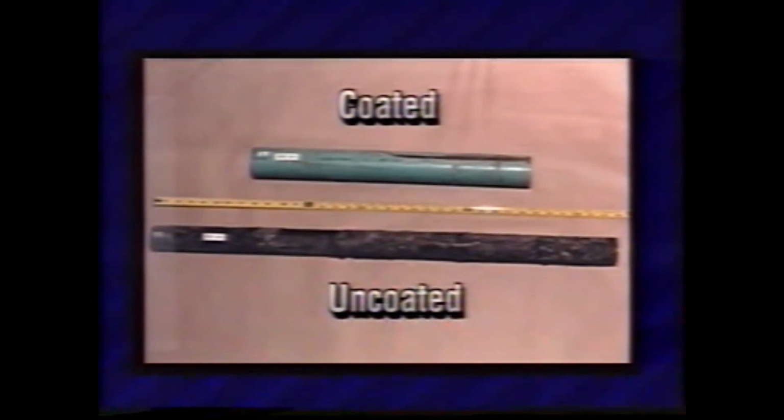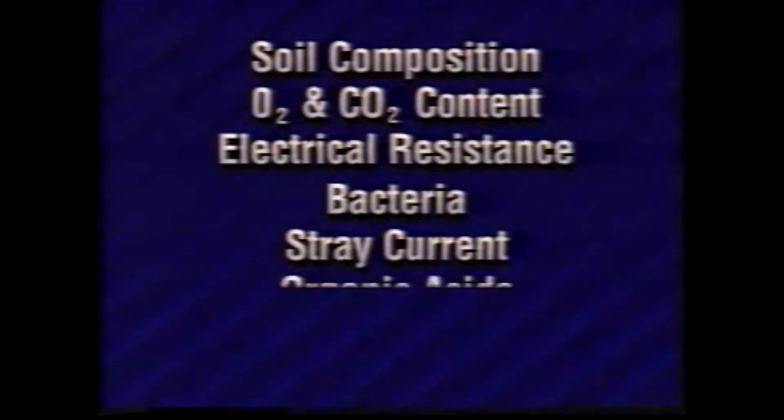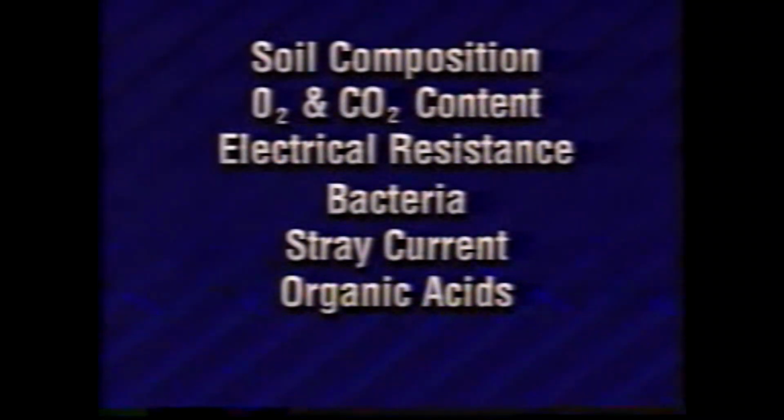The major factors influencing the corrosion of uncoated metal components buried in the soil include soil composition, oxygen and carbon dioxide content, electrical resistance, bacteria, and stray current. Soils that contain organic acids, such as those derived from humus, are relatively corrosive to steel, zinc, lead, and copper. The measured total acidity of an acidic soil appears to be a better index of its corrosivity than pH alone.